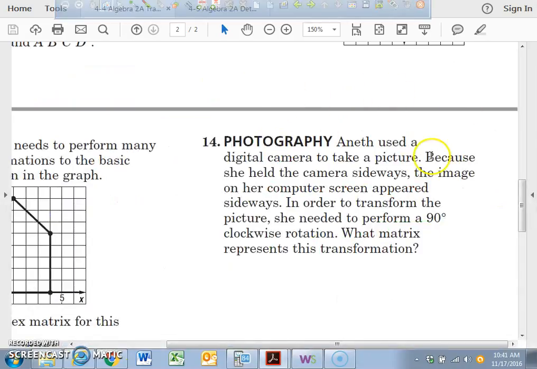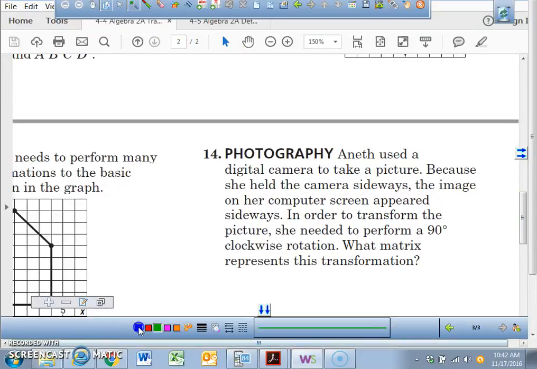All right, number 14 is dealing with a rotation. Right now, Annette used the digital camera to take a picture. Because she held the camera sideways, the image on her computer screen appeared sideways, unfortunately. In order to transform the picture, she needed to perform a 90 degrees clockwise rotation. What matrix represents this transformation? So we're dealing with a rotation.